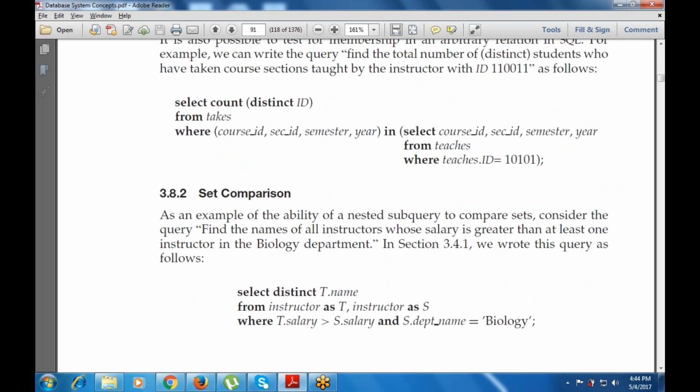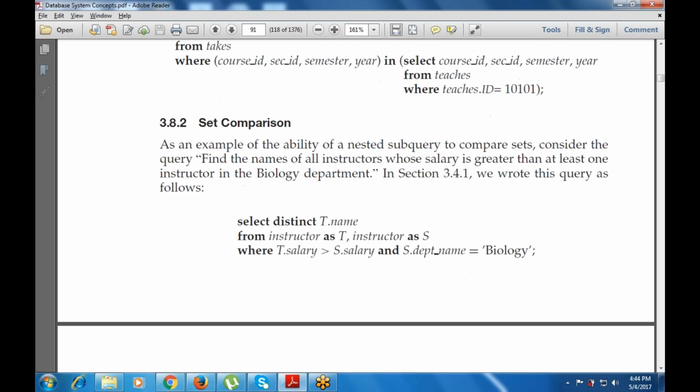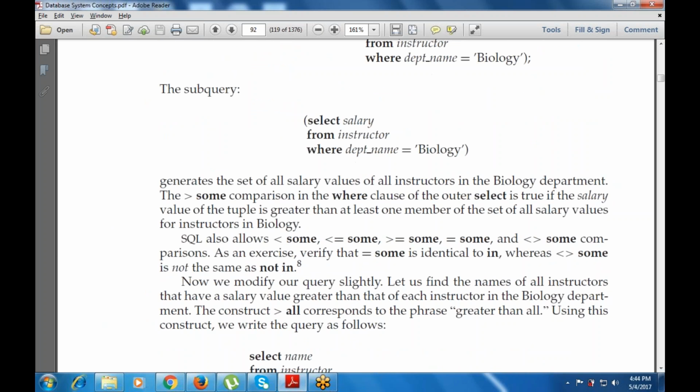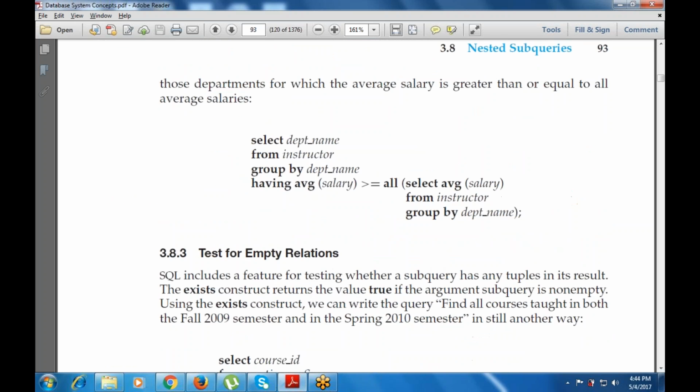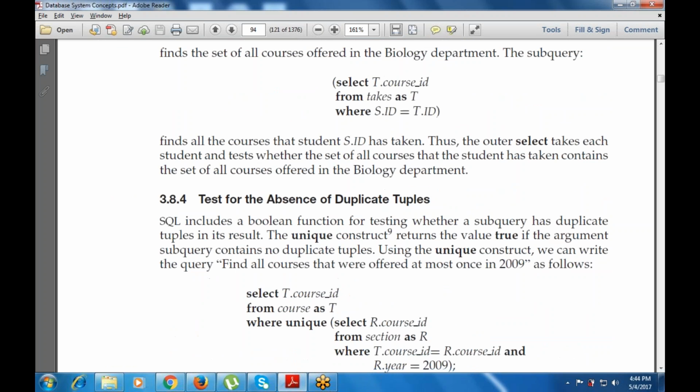Next is the set comparison. Select distinct T.name from instructor as T and instructor as S, where T.salary is greater than S.salary and S.department name equals Biology. Now this is a subquery, which we have already done.